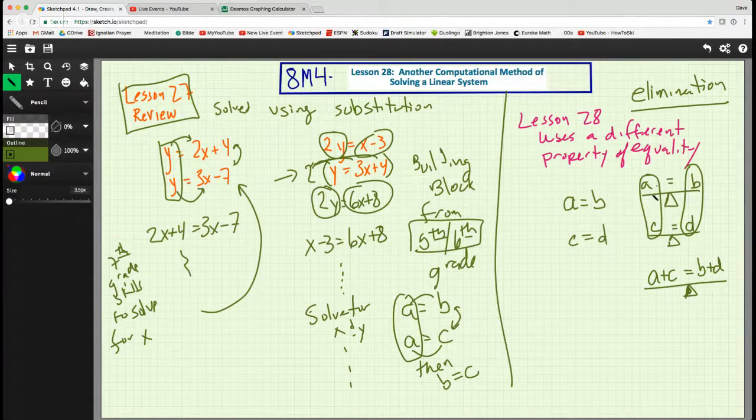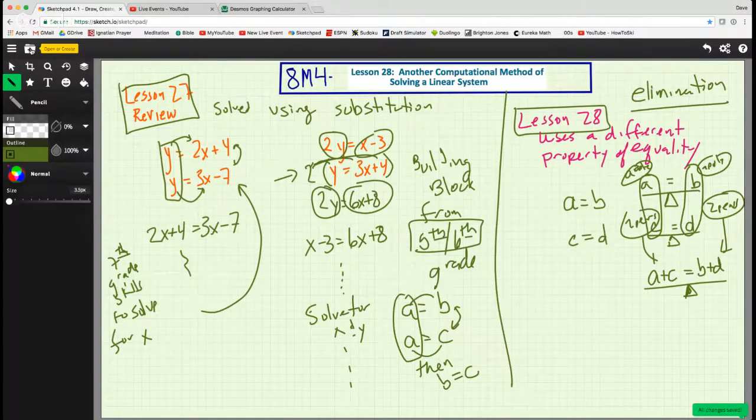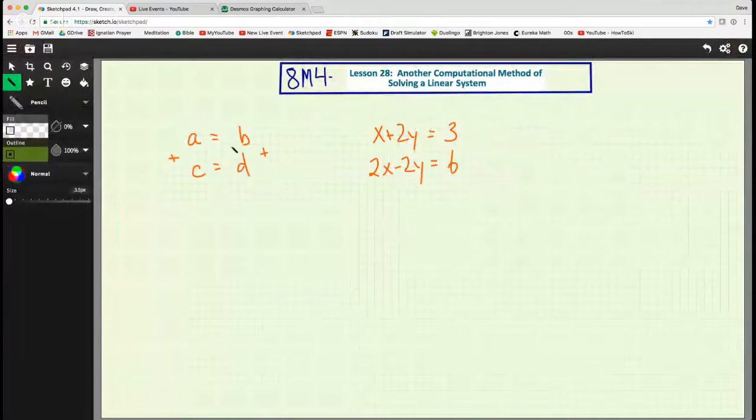Because if I have an apple over here and an apple over here, and I have 2 pears over here, and I have 2 equal-sized pears over here, I should be able to put the apple and 2 pears together on the left and the apple and 2 pears on the right, and everything should still be equal. All right, that's kind of the high level. So let's make that a little bit more specific, and let's see how we apply this to lesson 28 to solve linear systems, right?